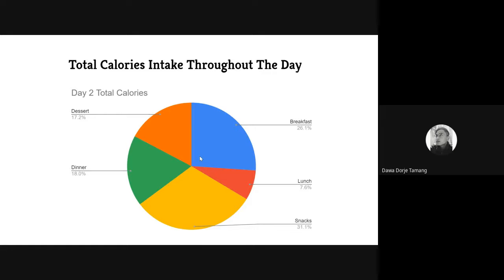Thank you. So this is the total calories that we take throughout the day. In breakfast, we took the highest calories, which is 26.1%, and in lunch, we took the least calories, which is 7.6%. The calories contained in the food items that we had in snacks are also high, which is the highest calories throughout the day, and the calorie intake in dinner and dessert is less, which is 17.2 to 18.0. Next slide, please.